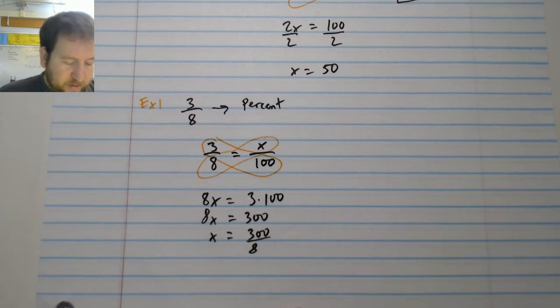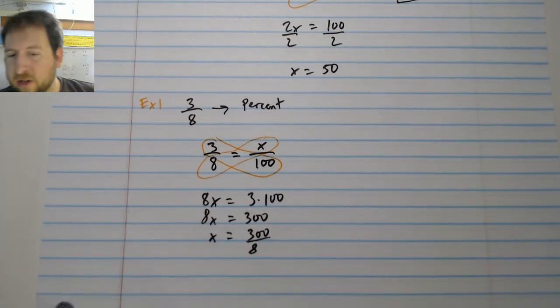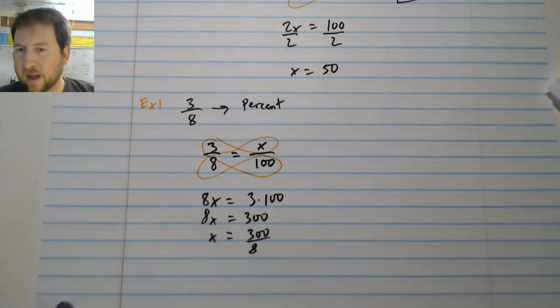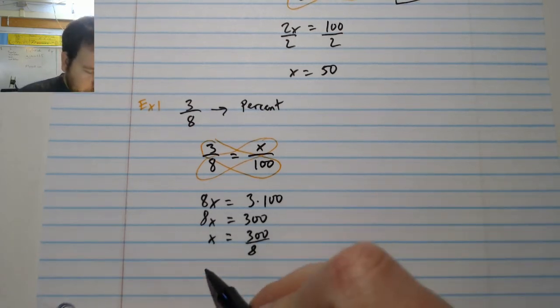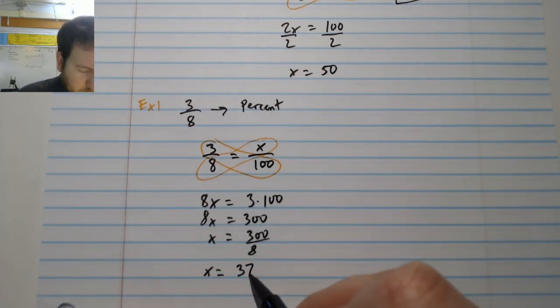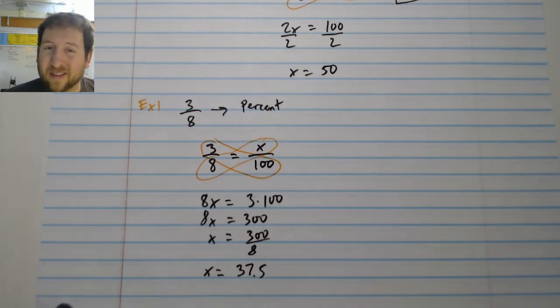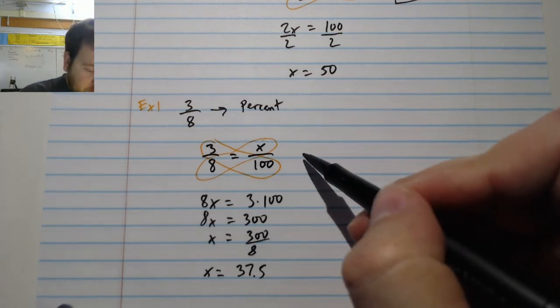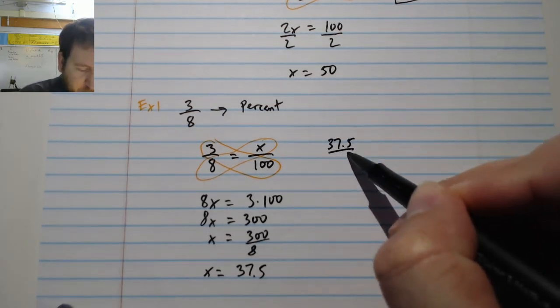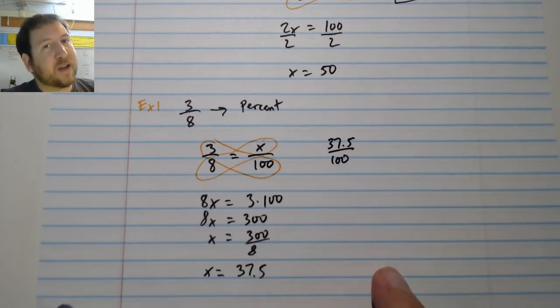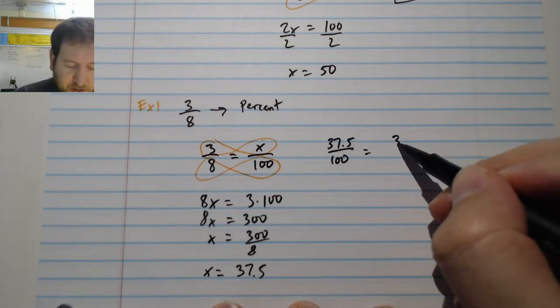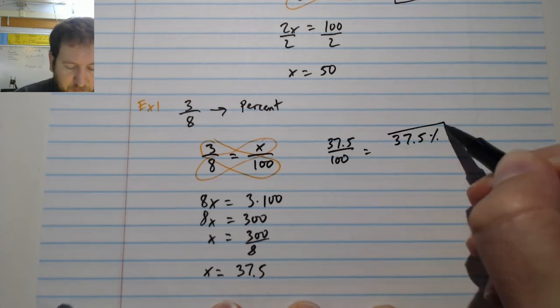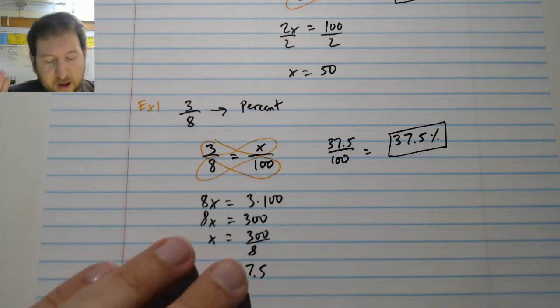What I could do here is a little bit of long division, but I'm just going to check on my calculator because I'm a little bit lazy, and that's how we can do it if we're doing it within a step. 300 over 8, and we're going to get x equals 37.5. This time I do have a decimal, which is totally fine because I can write this as 37.5 over 100. Whatever I have on the bottom, if I have a 100 on the bottom, whatever I have on the top is going to be my percent. So this is simply going to be 37.5% for my answer.